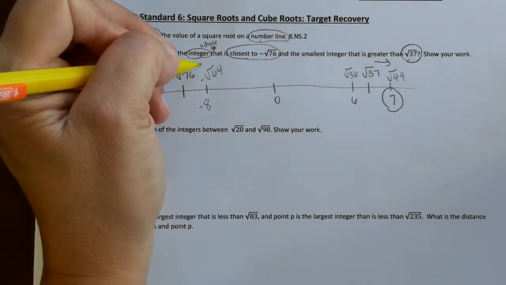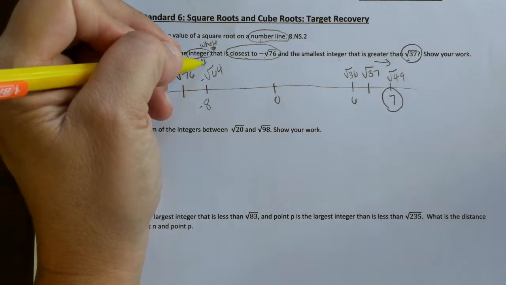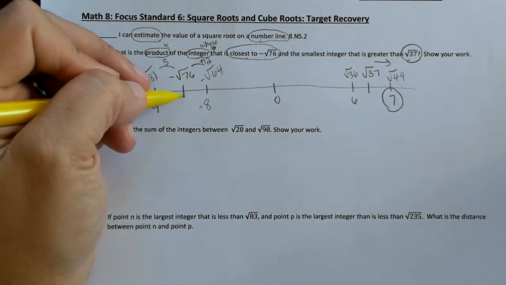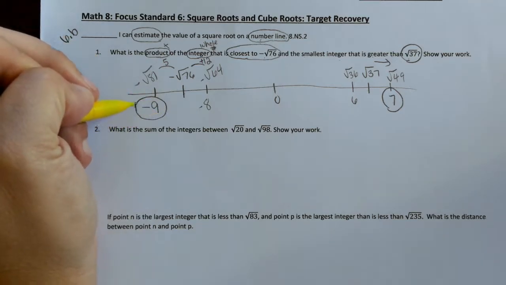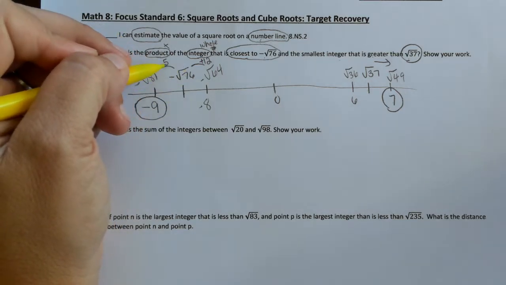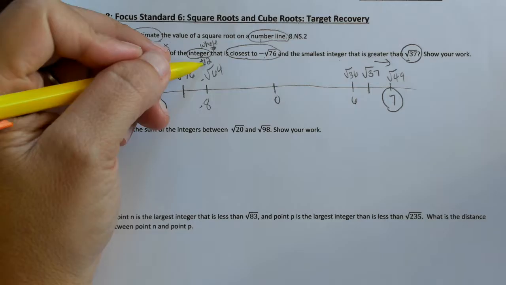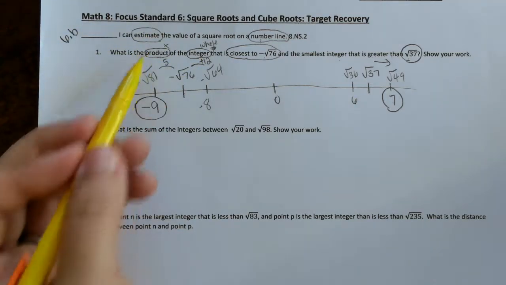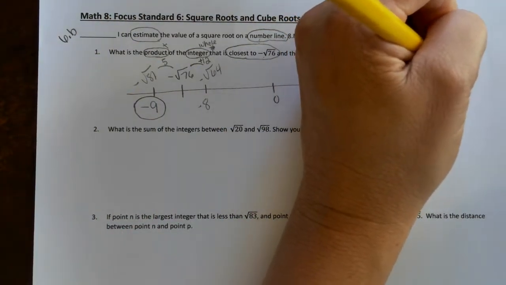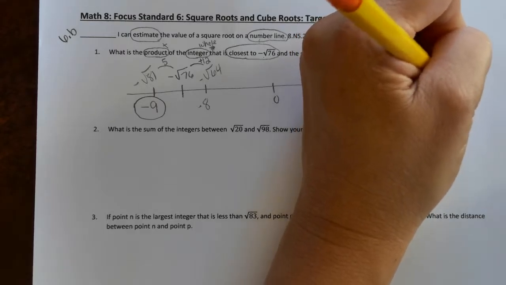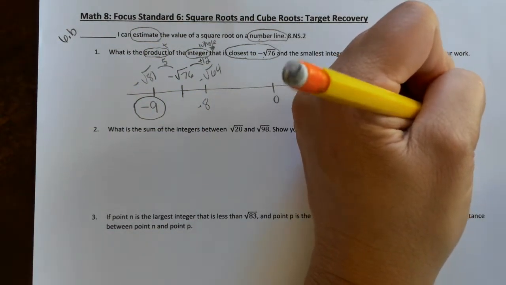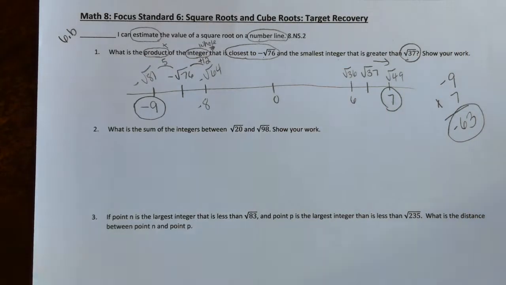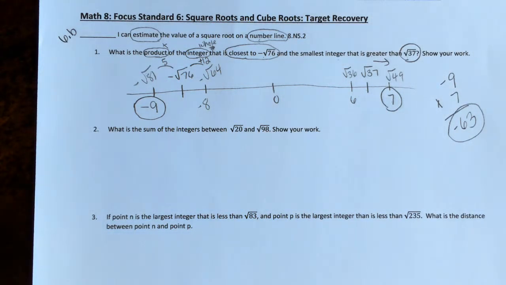But it is 12 away on this side. So this square root is closer to negative 9 than it is to negative 8, because it's only 5 square roots away here and 12 here. Product, so I'm going to be doing negative 9 times 7, and so that's going to give me negative 63 as the answer. All right?